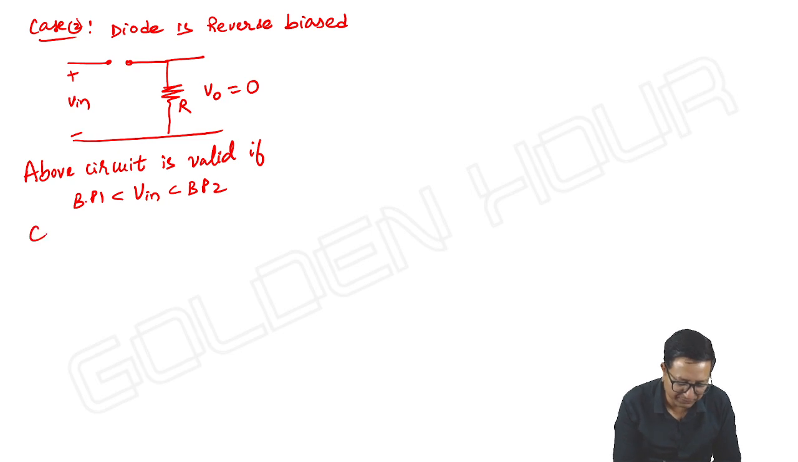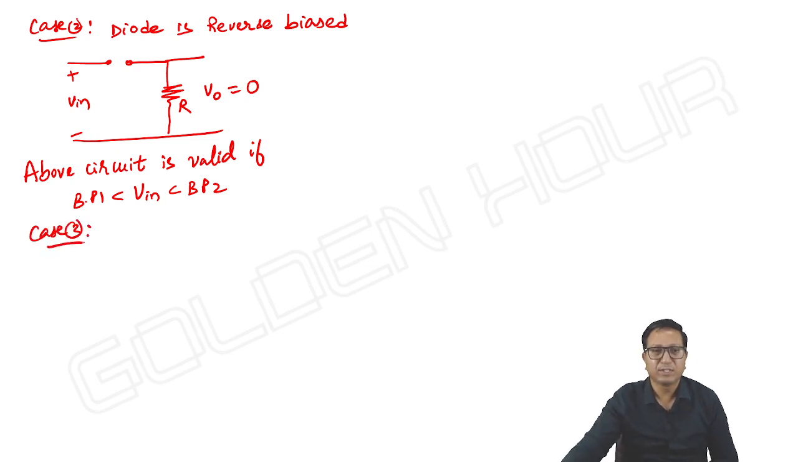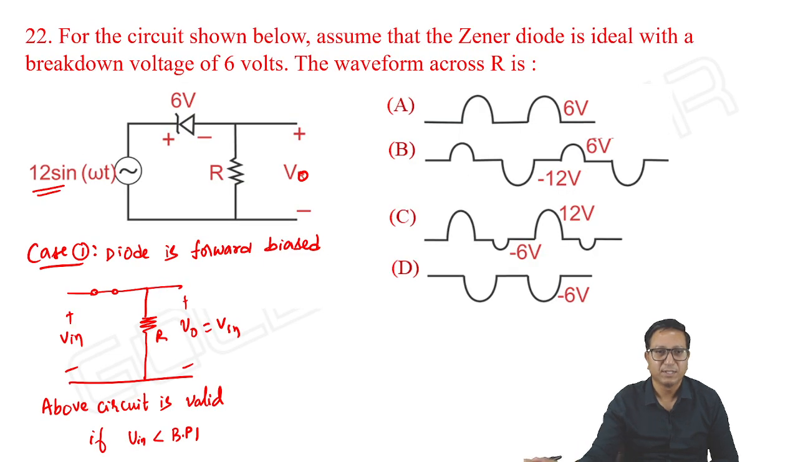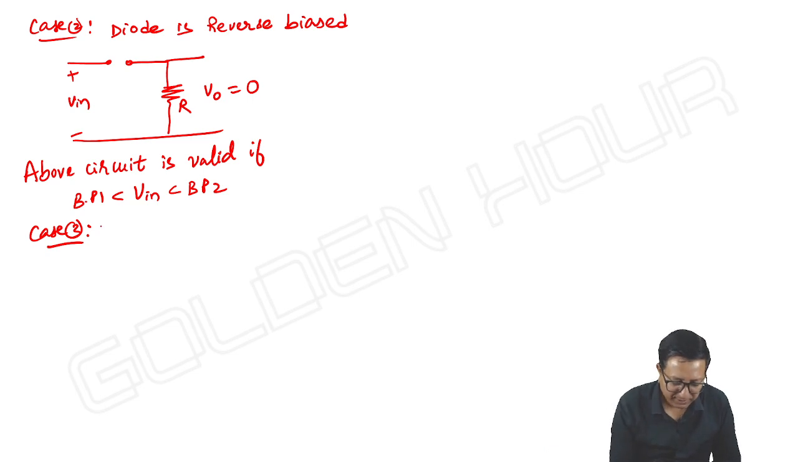Okay, next case 3. See this basic circuit. The input is greater than 6 volts, the breakdown voltage of the Zener diode. Then what happens? The Zener diode maintains a constant voltage of 6 volts across it, and the remaining voltage, input minus 6, will be appearing across the resistor. Okay, so the diode is under Zener breakdown.